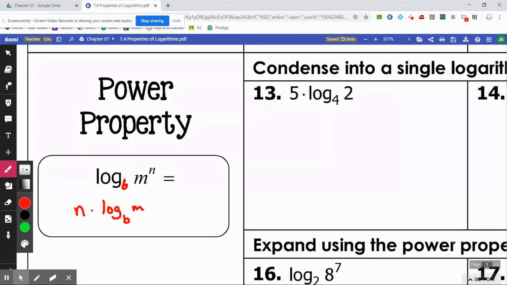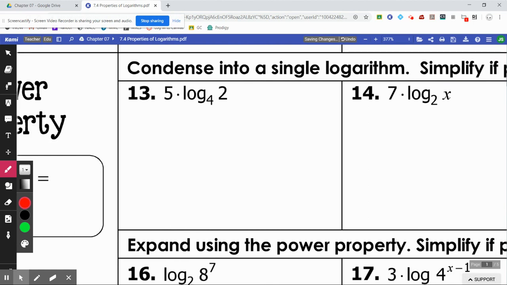Let's do it backwards. If a number is down front, you can actually move it back up to the exponent. So 5 times log base 4 of 2 can be written as log base 4 of 2, and you can move that 5 up to an exponent. And that would be log base 4 of 2 to the 5th, which is 32.